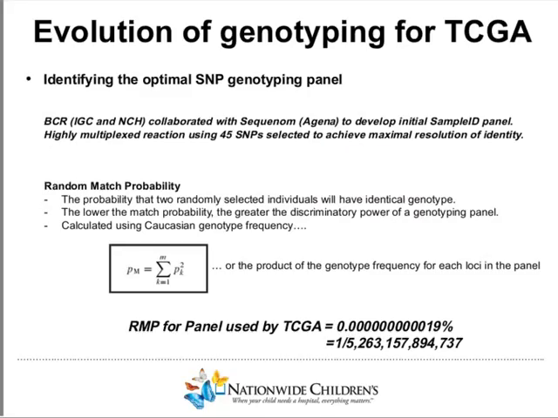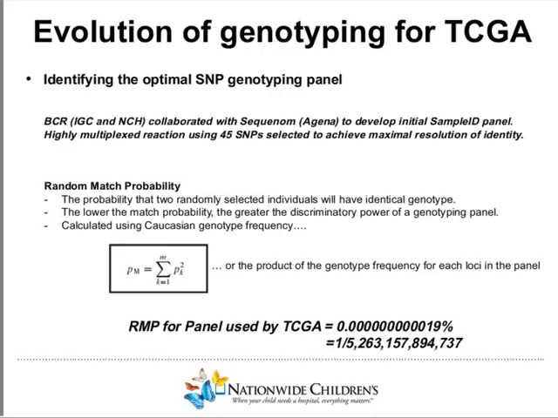So this was back in around 2010 when we were looking for an alternative to STR, and I think around the same time, Agena, or I think Sequenom at the time as it was called, was working on developing their genotyping panel. And based on the relationship that existed between our BCR as well as the second BCR at the time, the International Genomics Consortium and Sequenom, there was collaboration between our groups to develop the initial sample ID panel.